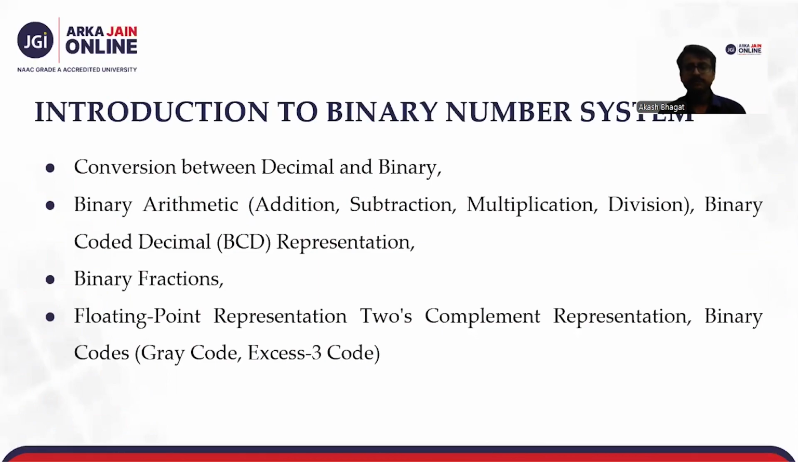Now, we'll start with binary number system. So this is introduction to binary number system. We will learn the conversion between decimal and binary. As we all know that we have number system, we have decimal number system, which starts from 0 and goes on 0, 1, 2, 3, 4 like this. And we have binary number system. In binary number system, we have only two numbers, zeros and ones. So every number is represented in the form of 0 and 1. That is what your binary digits.